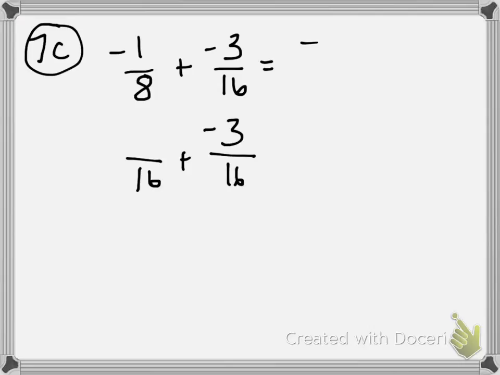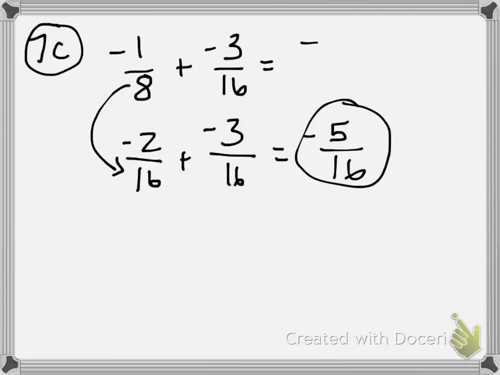Alright, now, what do I have to multiply? To go from 8 to 16, I have to multiply by 2. So I have to multiply my top number by 2 as well. So, -2/16 plus -3/16 is -5/16. There's my final answer.